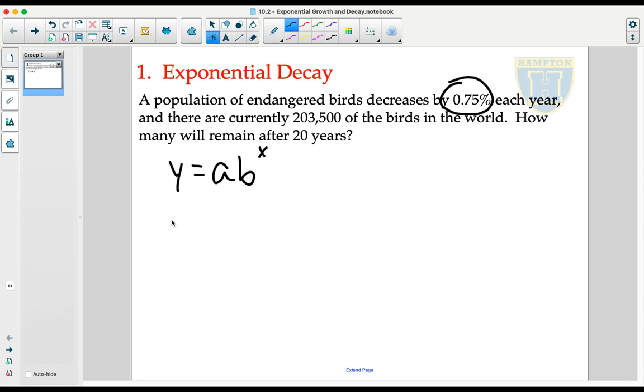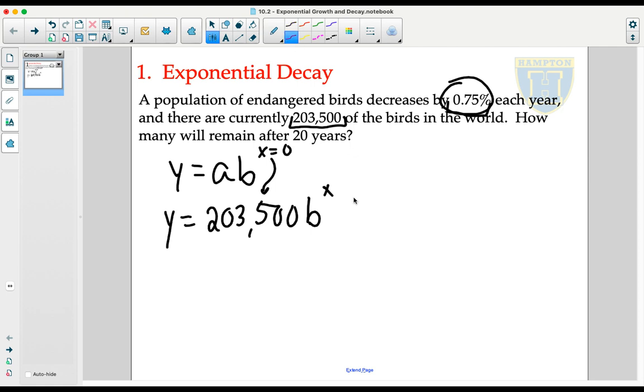Now, filling in the remaining parts of the exponential function is a matter of understanding what these two numbers mean in the context of the problem. So first, the 203,500, that's our initial value for the population of the birds. If 0 years had gone by and we used 0 as the exponent, then we would get a population of 203,500. But we're not interested in 0 years. We are interested in a number of years beyond the first. So we're going to use x as our representation for the variable.